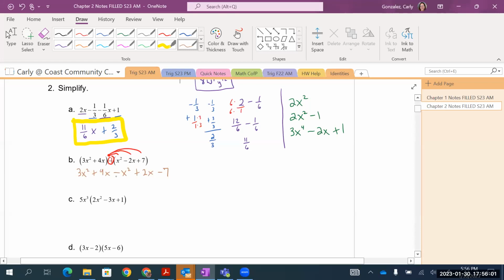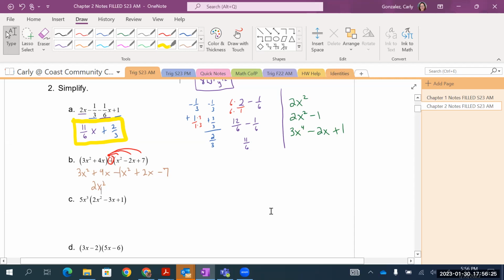3x squared minus 1x squared, if you like that. We get 2, and just like our denominators stay the same, the exponents will stay the same as well. So we get 2x squared. And it's kind of like I have 3 of these and I'm taking away 1 of these. So I'm left with 2 of these, and these are x squareds.